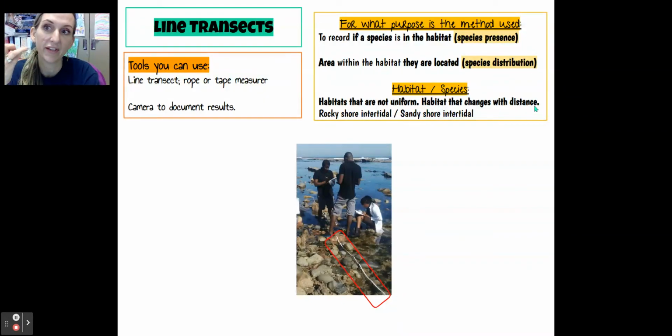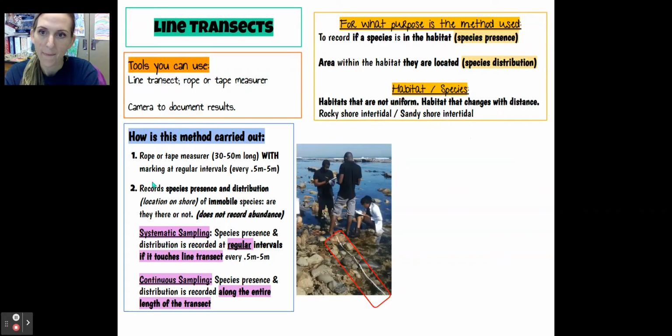Habitats change with distance, so the further away from the shore. So rocky shore, that's intertidal, sandy shore intertidal. Use a rope or tape measure, maybe 30, 50 meters long, depending on how long your area is, and having regular marked intervals. I'll tell you why. You're going to record the species presence and their distribution. So do you exist? And by distribution, where within that habitat do you exist?